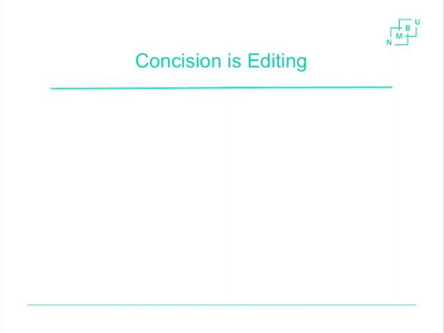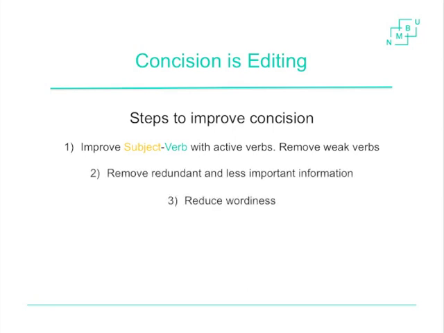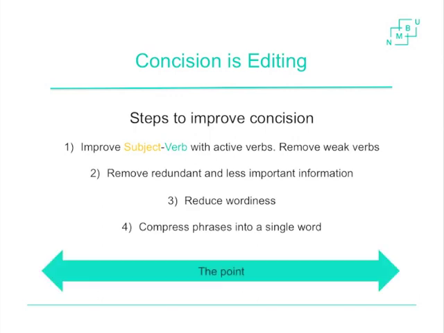There are 4 important steps to improve concision in your writing. The first one is to improve subject-verb by using active verbs and remove weak ones. The second step is to remove redundant and less important information. The third step is to reduce wordiness, and the fourth step is to compress phrases into a single word. We will discuss each of these points individually.